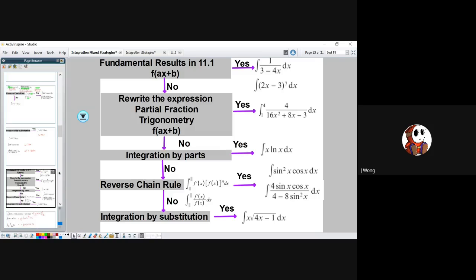So let's go back to the overview for those 8 integrals that we had in the first round. So you could see that we could use this decision tree to decide which technique to use for different questions. And obviously, at this moment, it will take up a lot of time. But if you do a lot of practice, then it will come slightly more naturally.